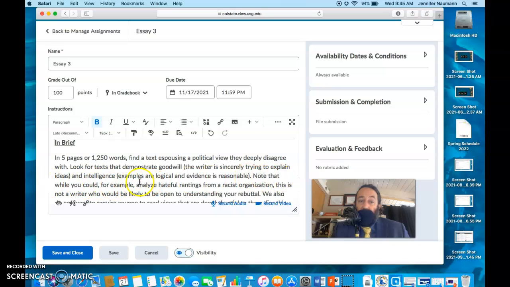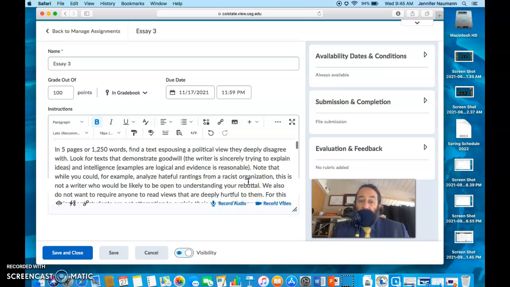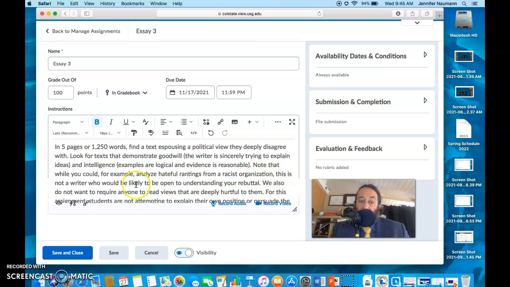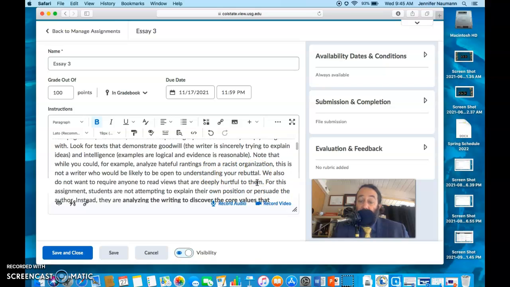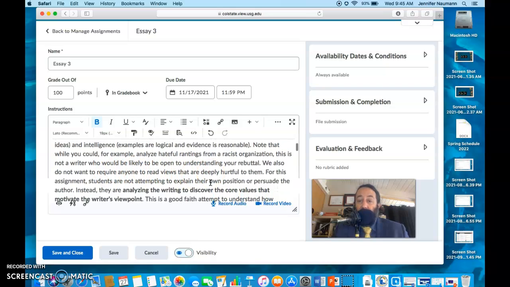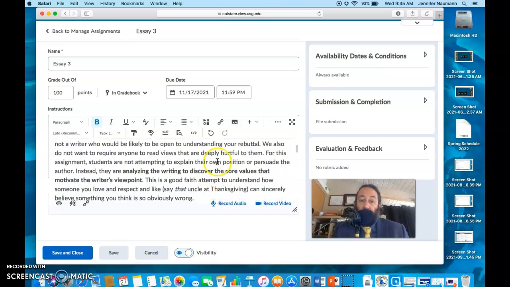Note that while you could, for example, analyze the hateful rantings from a racist organization, that would not be a writer who would be likely to understand a rebuttal. So in this case, we're not going to focus on an individual or a group like that. We do not want to require anyone to read views that are hurtful to them. So you are in no way being asked to look at hate speech here, or politically hateful speech.